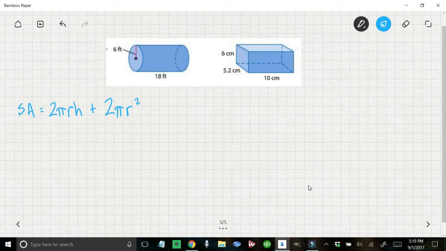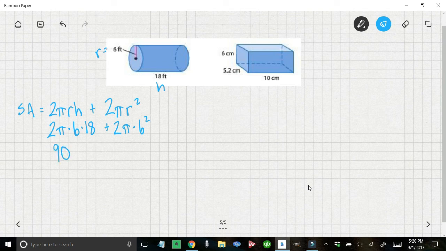So it's 2 pi rh plus 2 pi r squared, where the height is 18 and the radius is 6. So for surface area, I'm going to plug in 2 pi times the radius 6 times the height 18 plus 2 pi times the radius 6 squared. And just type this into your calculator to make sure you're getting it.